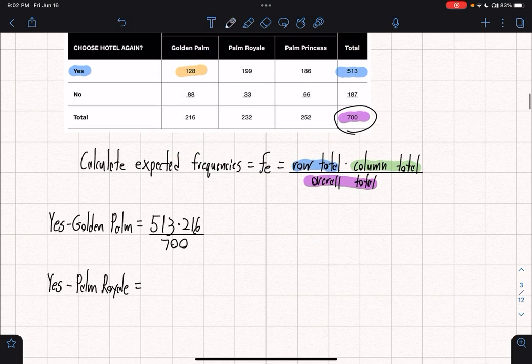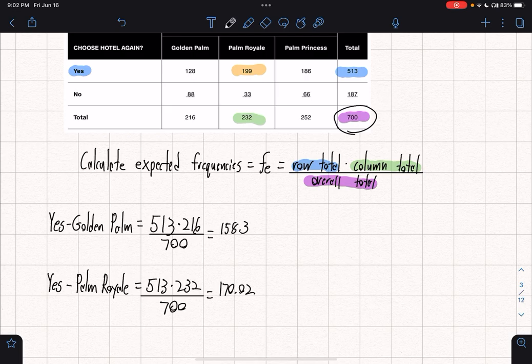Okay, so row total is the same. So here we're now moving over to Palm Royale. So row total is still 513. Our overall total is never going to change. This is still going to be 700. But now we have a new column total, so 232. And I forgot to calculate this first one. So if we calculate this first one, I get 158.3 and 170.02 for Palm Royale.